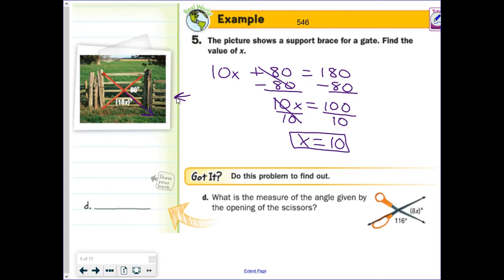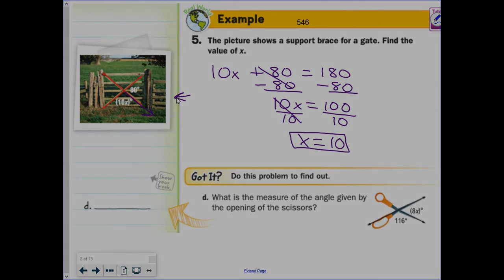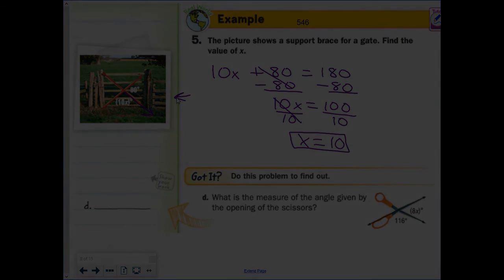That should allow you to do letter D on your own. And when you get done with that, that will bring us up to the guided practice on page 546. And we will get together and go over the letter problem.